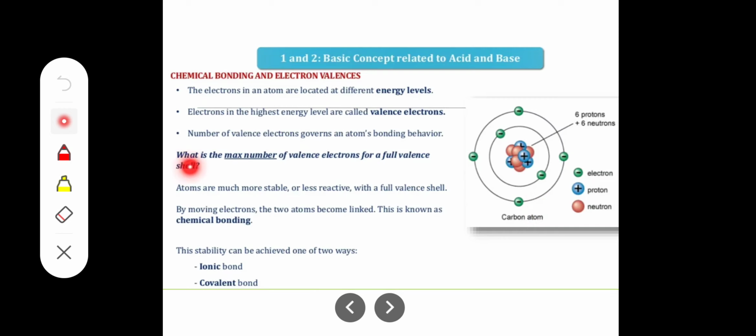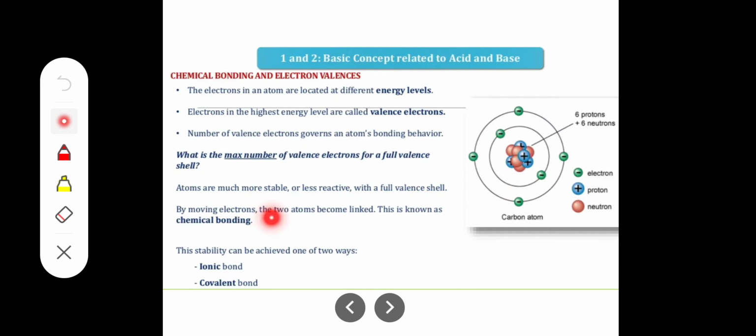Now, what is the maximum number of valence electrons for a full valence shell? Atoms are much more stable or less reactive with a full valence shell. If the valency is full, the particular atom will be more stable and less reactive; the reactivity will be less in this case.